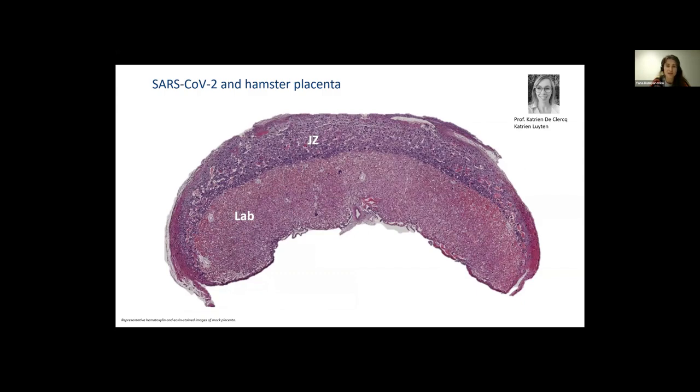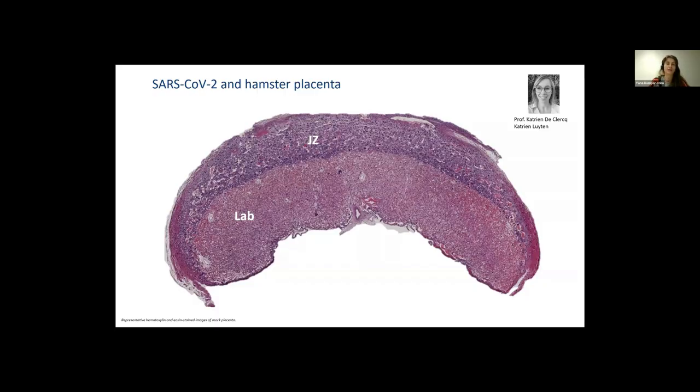The big problem with working with hamsters is that you don't have data about it. Maybe the last published data about the hamster placenta is from the 60s or 70s. So it's really hard to base yourself on how to investigate it, how to work on it, how to count it. But we tried our best and used the mouse models and some human histological features.